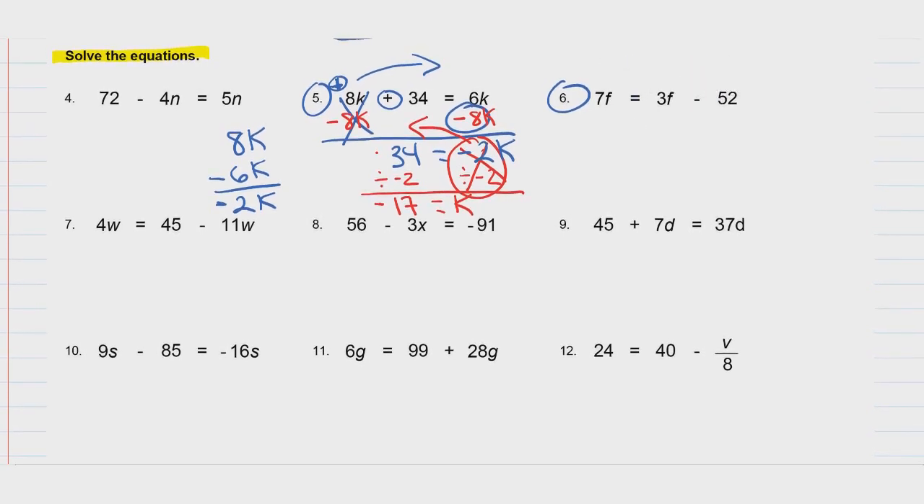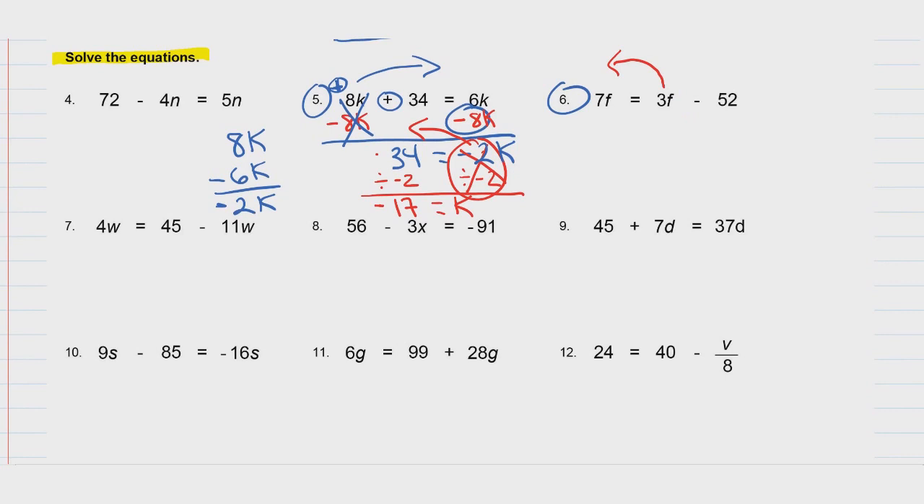Now the question is, who are you going to move? And if you look at the prior problem, you should already be saying to yourself, hey, I'm going to move the 3f. That way, the negative 52 will be happy because he will be by himself. He will be a happy number. So let's move that 3f. There is no sign right here, so that basically means it's a positive. So we're going to have to do a minus 3f to both sides, minus 3f. The 3f's cancel each other out.